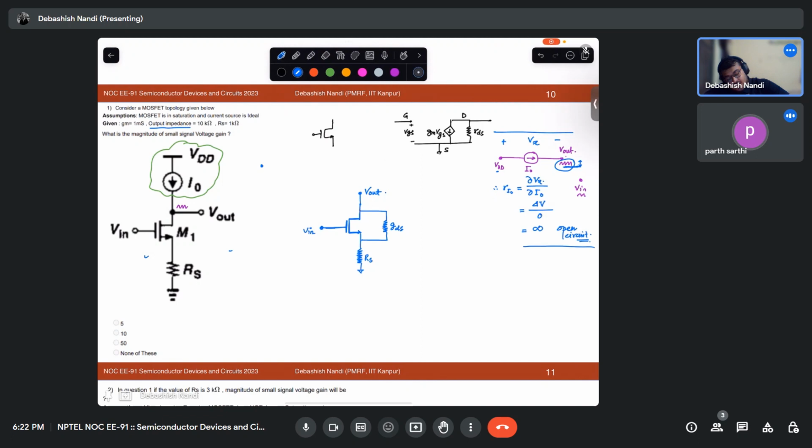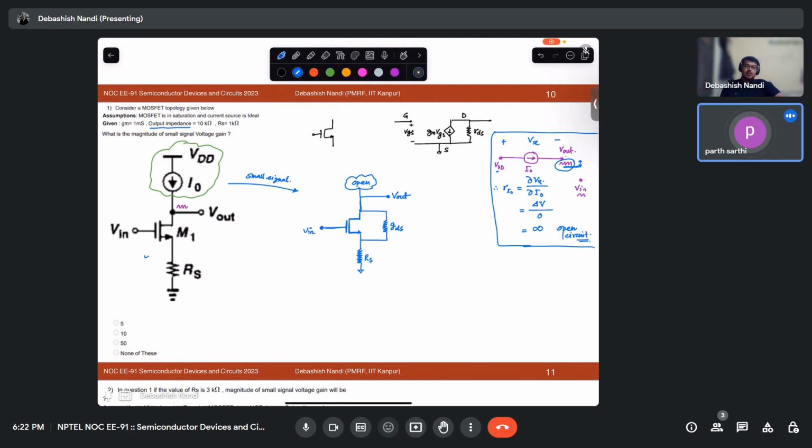Okay, so for simplicity, let me draw it like this. This is your Vout, and what will this be? This will be open circuit, right? Yes, sir. Can you visualize this circuit from this to this? These are the same circuit in small signal sense. Yes, sir. Okay, so if that is fine with you, now let me remove the open circuit part because there will be no current flowing through.